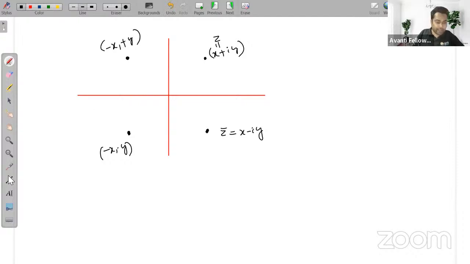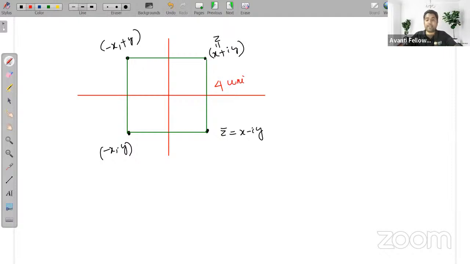Okay, if you join these 4 points, what will you get? We are getting a square or not, guys? Because two adjacent points are conjugates of each other. Yes or no? That means they are placed at the same distance from a point. So this represents a square, and it is already given that its side is 4 units.